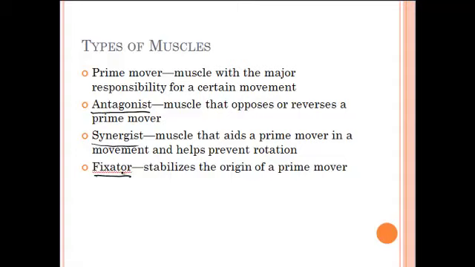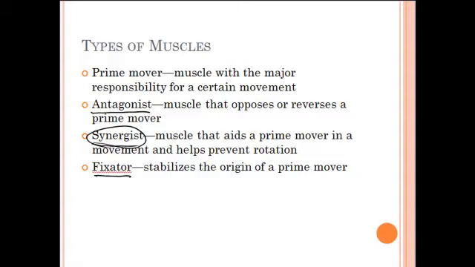The synergist is also important because often we have muscles that are going to cross more than one joint. And so if you want to create a movement, you only want to move in a certain direction. You don't want all the joints to move. So the synergist would be a muscle that when the prime mover is moving, it can help make sure that only the joint that you want to move is what is being moved. So these are just some names we give to the different types of muscles.